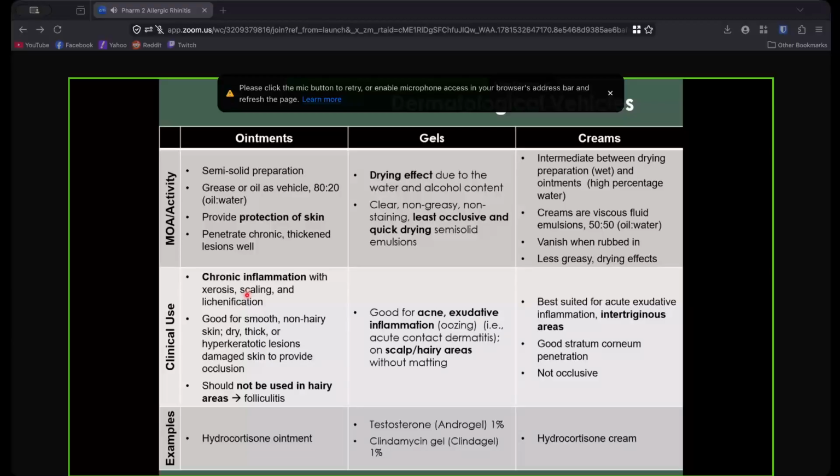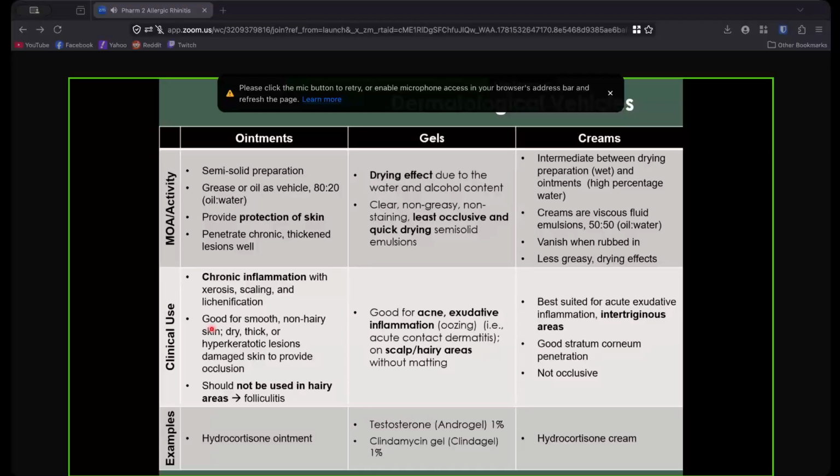When you see lichenification, this is just where your skin becomes hard and bumpy in response to repeated rubbing and scratching. Some people just have a habit of rubbing and scratching in certain areas, or somebody could potentially have eczema, things like that. You can see where these conditions will happen to them, even that chronic inflammation. Looking at the patients who would benefit from this most, it's good for us to apply this in non-hairy areas.